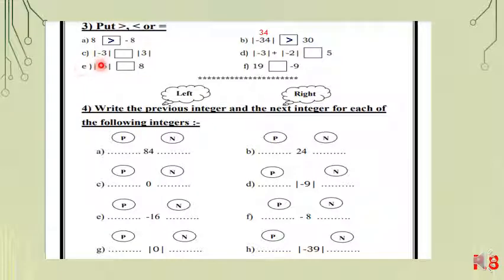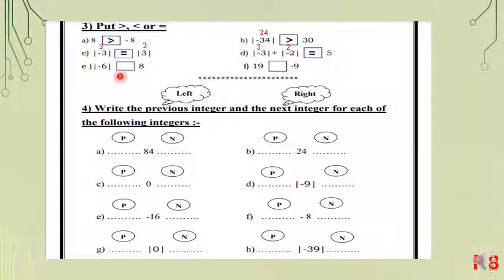C, absolute value of negative 3, and the other side I have the absolute value of 3. If I solve this, the answer will be 3, and the absolute value of 3 equals 3. So the suitable sign here is equal. Letter D, absolute value of negative 3 plus absolute value of negative 2. On the other side I have 5. So absolute value of negative 3 is 3. Plus absolute value of negative 2 is 2. 3 plus 2 equals what? 5. So the sign here will be equal.